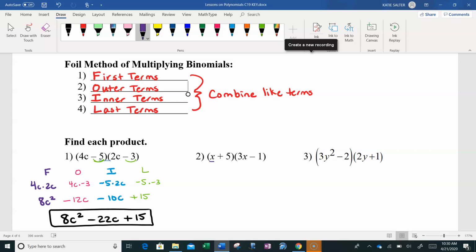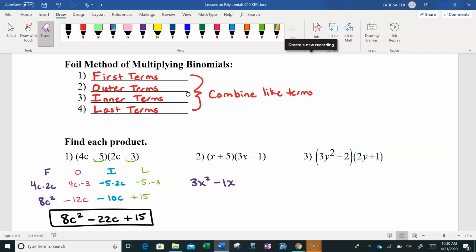That means I'm going to multiply x times 3x. X times 3x is 3x squared. Next, I go to my O, my outer terms. So my outside terms are the x and the negative 1. So x times negative 1 is negative 1x.